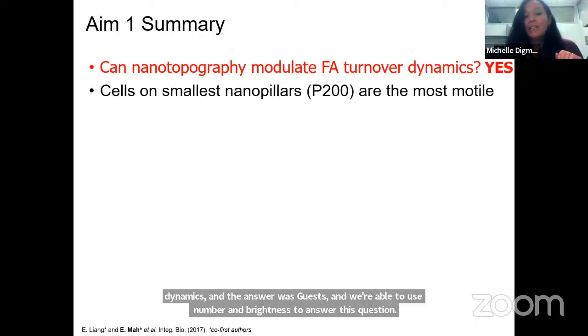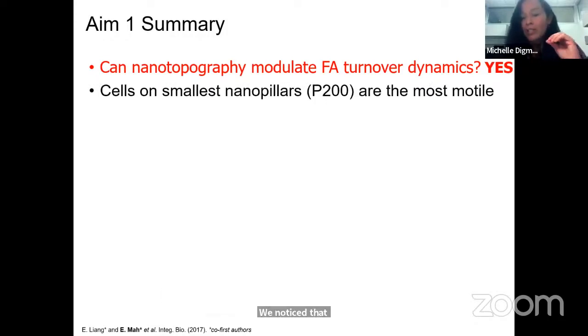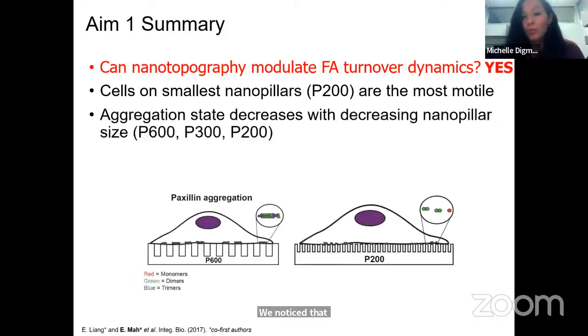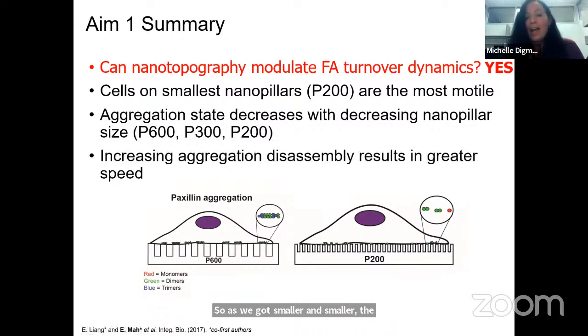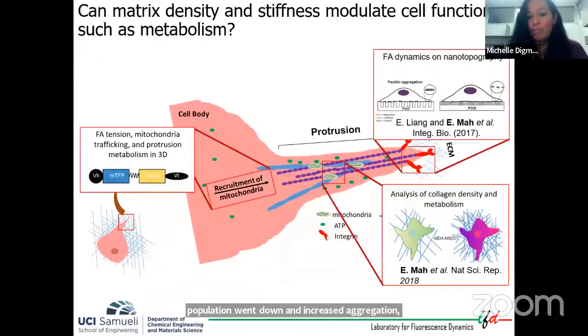We noticed that the smallest nanopillars, which were P200, were the most motile. And the aggregation states decrease with decreasing nanopillar size. So as we got smaller and smaller, the aggregation population went down. And increasing aggregation disassembly results in greater speed.